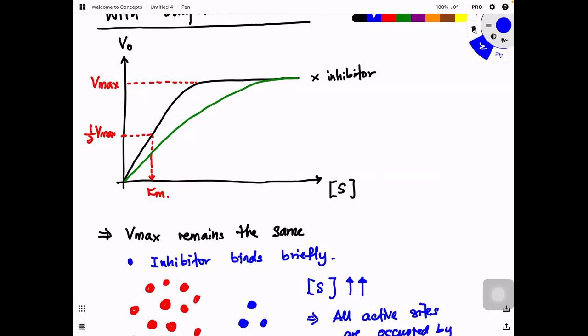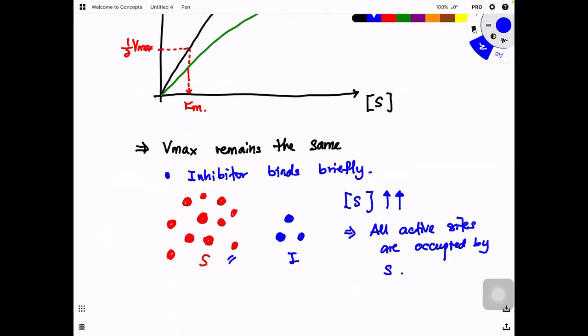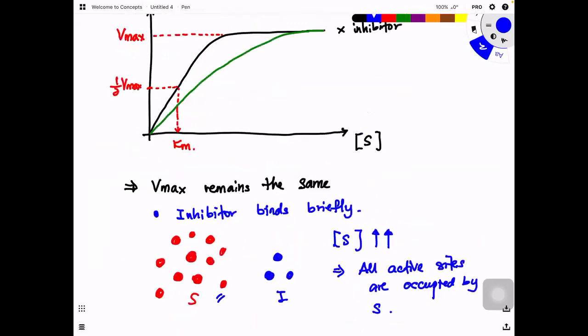But the question here is, can I use the same amount or same concentration of substrate? No, because I have to increase the substrate concentration. So therefore, you can see that I have a new Km. This Km is with inhibitor. I use IC, which stands for competitive inhibitor. Don't use IC in the exam, but basically I just use the short form.